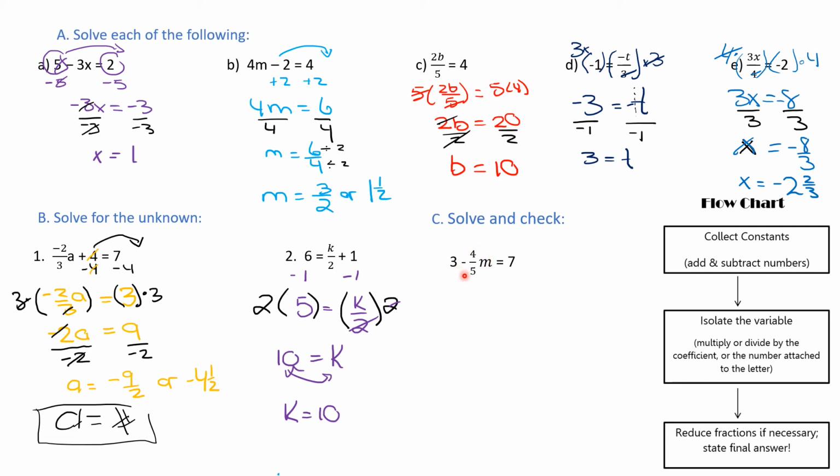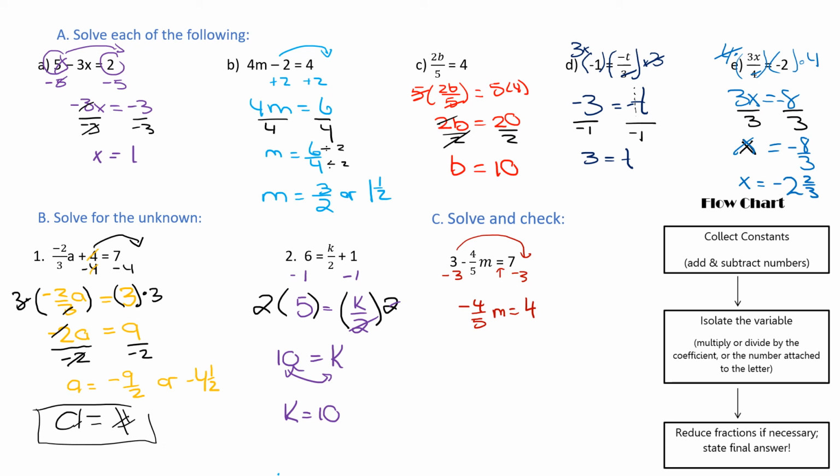They should be on the opposite side of the equal sign that the m is on. So the m is here on the left side of the equal sign. So the 3 has got to come over with the 7. I want to pick up the 3 and move it to the other side of the equal sign. The way I do that is I subtract 3 from the constants. Now I have negative 4/5 m equals 4.